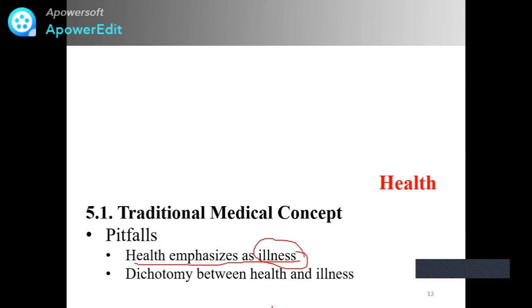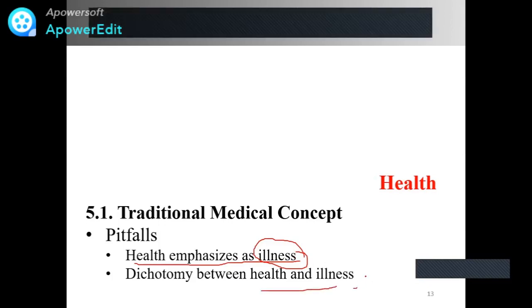Then secondly, dichotomy between health and illness. Here, illness is the bad concept, the worse situation. Health is the positive concept. According to the traditional medical concept, we can categorize people into healthy people and unhealthy people.